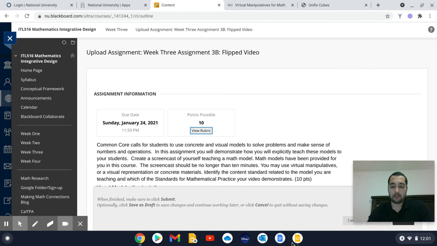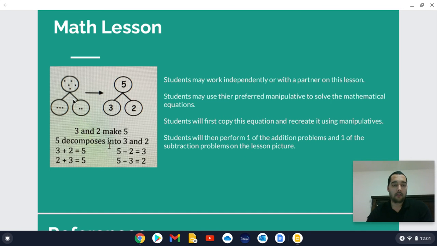So now, students, that is how we solved 3 plus 2 equals 5. Now, what do we do if we have 5 minus 2 equals 3? Well, let's use our fingers again. We have 5, take away 2 is 3. 1, 2, 3. Now, can you show me that with the cubes?